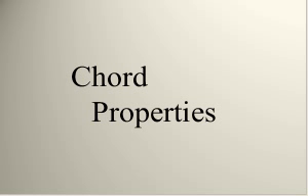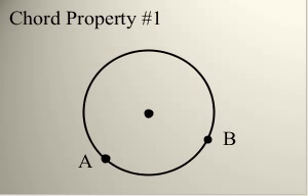In this video, I'm going to go through the three chord properties that you're going to need to know. And all of these are in relation to a circle. So a chord is just a straight line or a line segment between 2 points on the circle. So if I join point A and point B, I have created a chord.